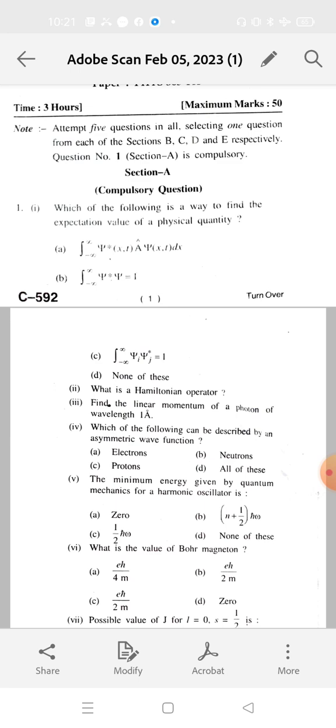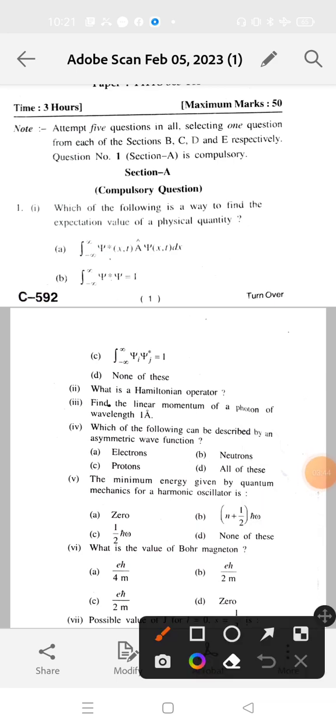Next is, what is the value of Bohr magneton? So the value of Bohr magneton is e h cross upon 2m. C is the right option.